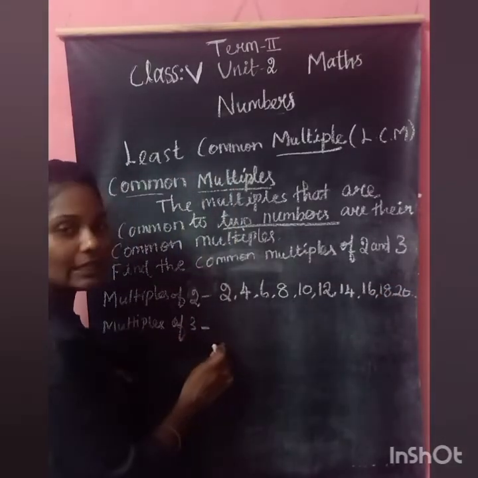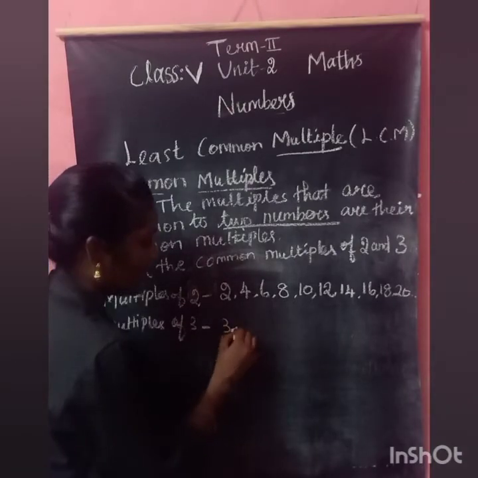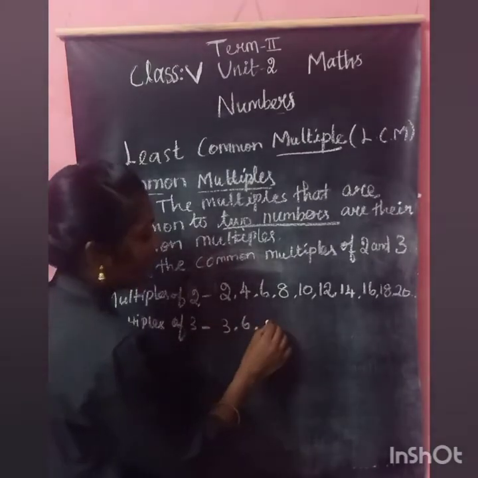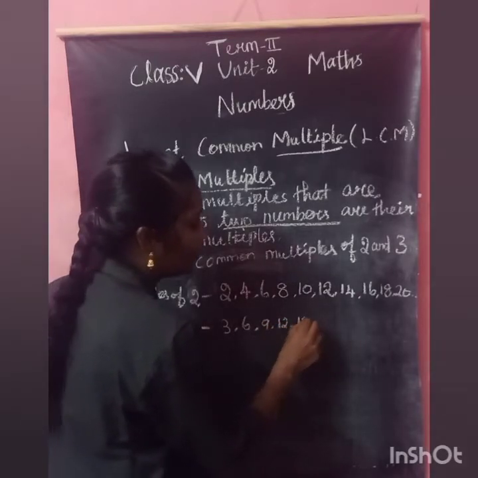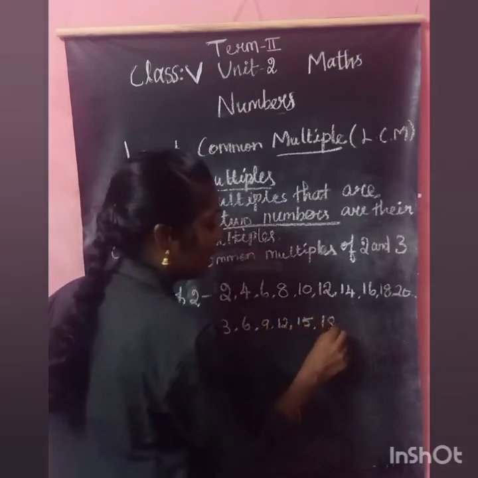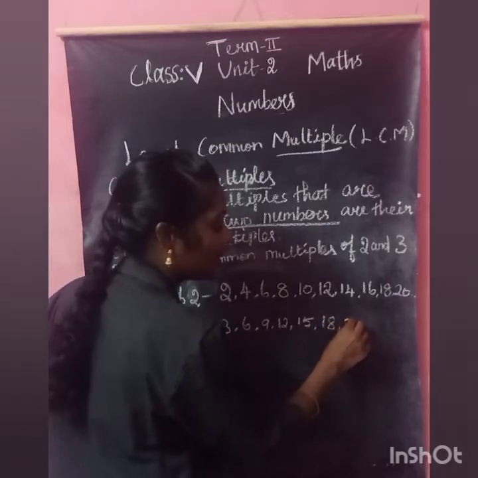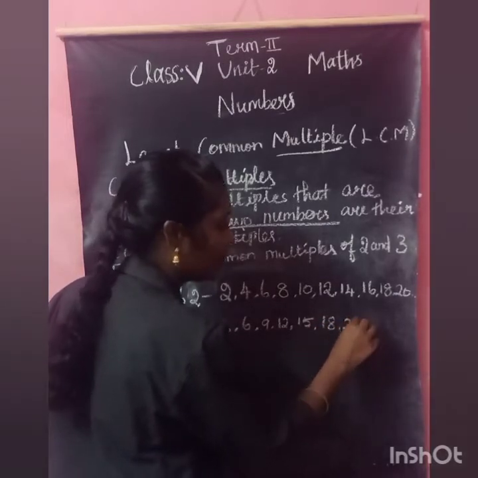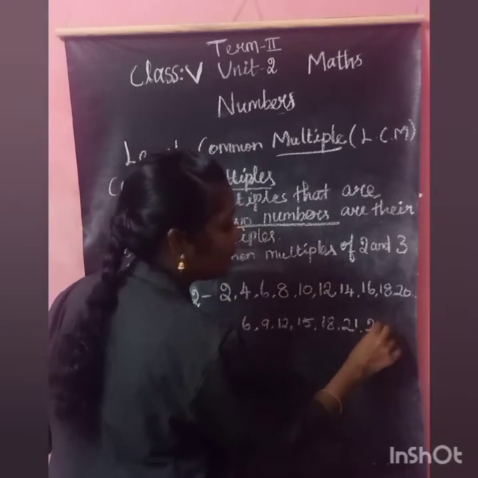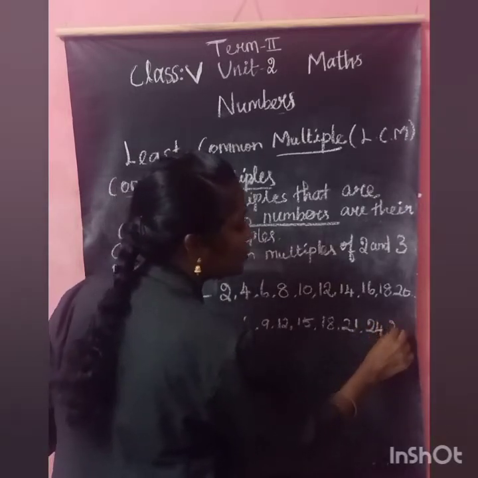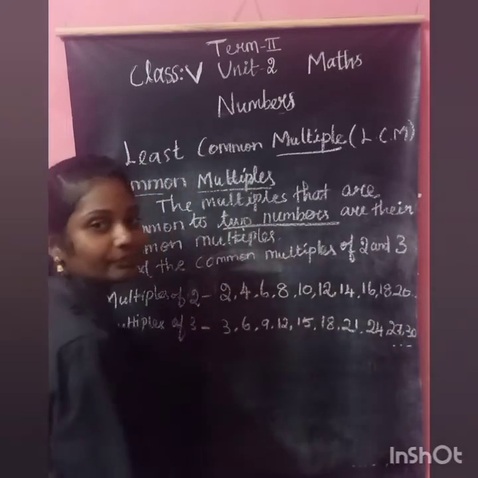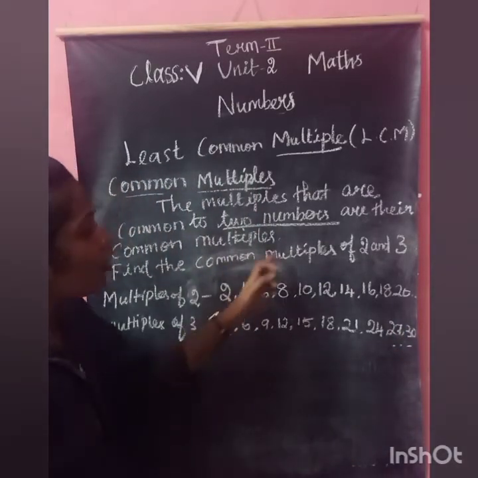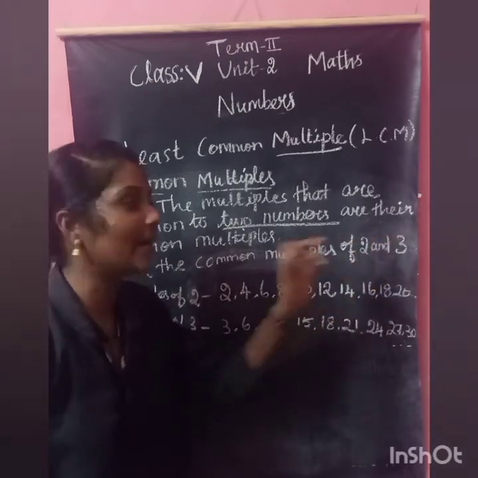Next, write multiples of 3. So, 3, 6, 9. Next, 12, 15, 18, 21. Very good. Next, 24, 27, 30, etc. See, children, now the common multiples of 2 and 3.